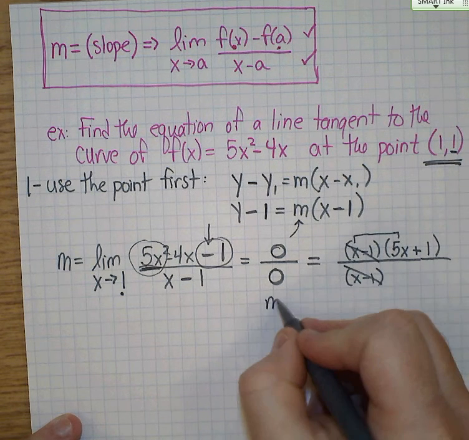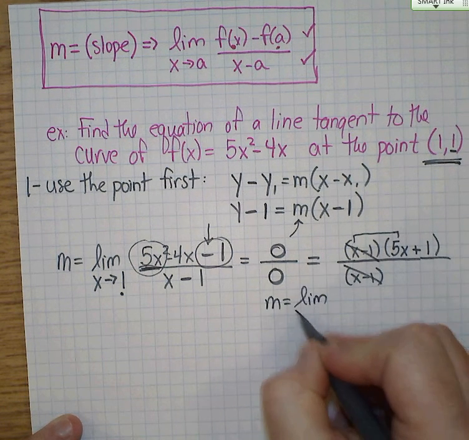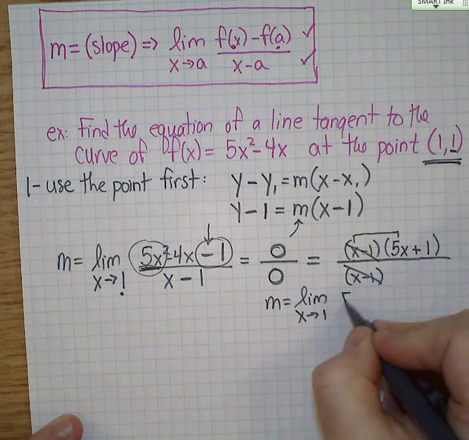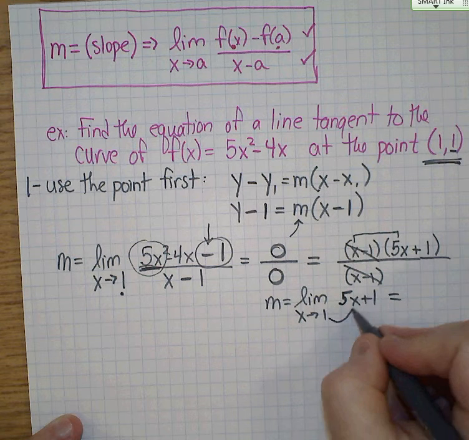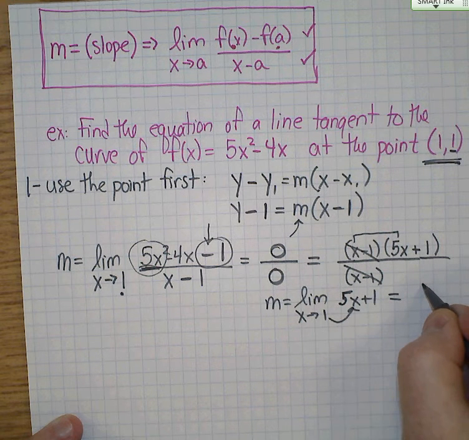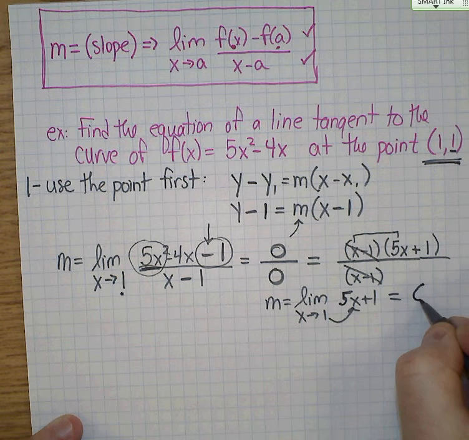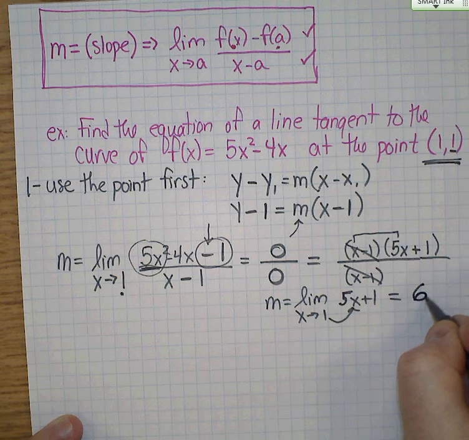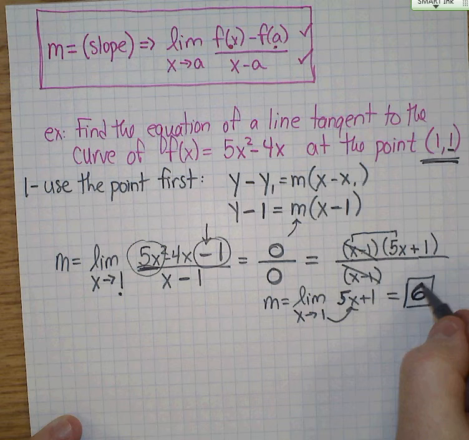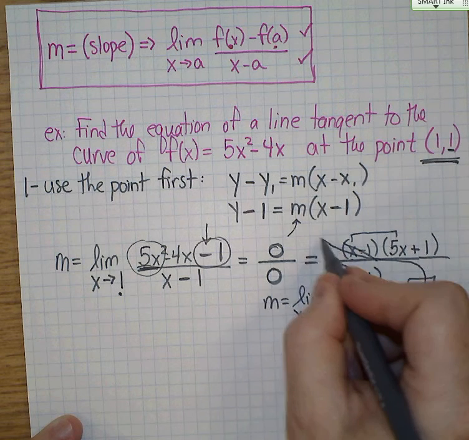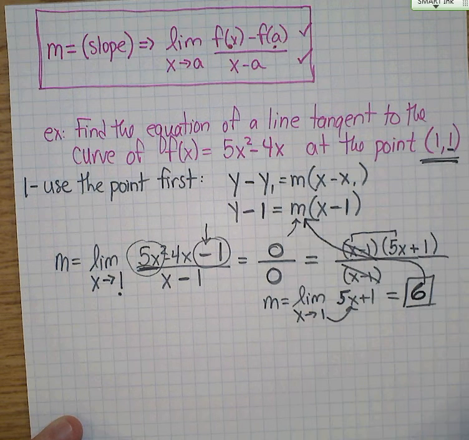So now I'm left with m, which is the limit as x approaches 1 of just 5x plus 1, and I plug 1 in for x, and I get what? Overall, 5 times 1 is 5 plus 1, which is 6. What does the 6 represent now? So that's what I use to come back up here. So we're not done yet.